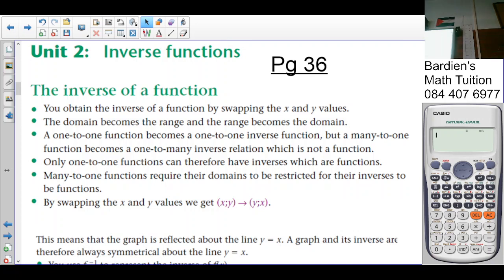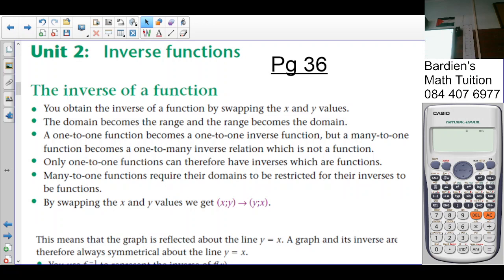So we are told the inverse of a function. You obtain the inverse of a function by swapping x and y, the x and y values. When else did we swap the x and y values around? Under what other condition did we swap the x and y around? A reflection is in the y is equal to x line.